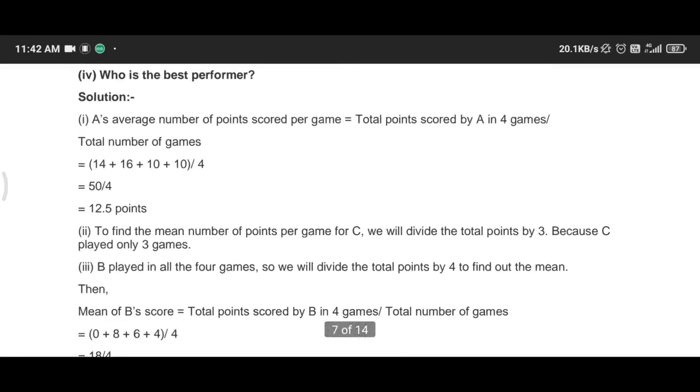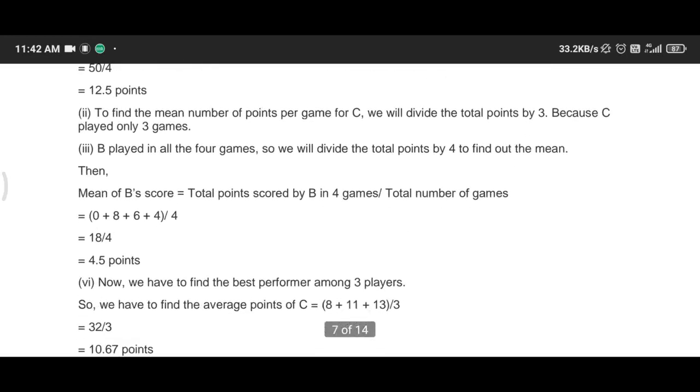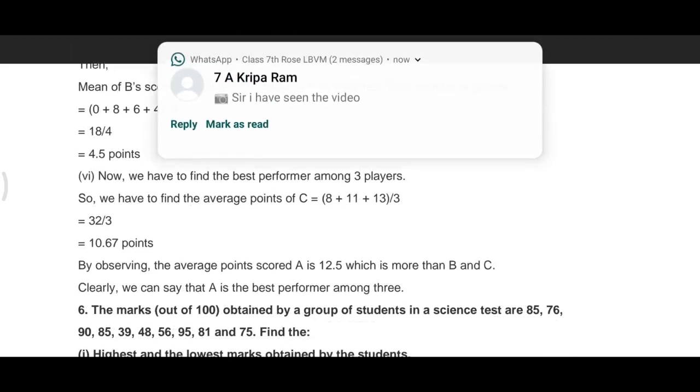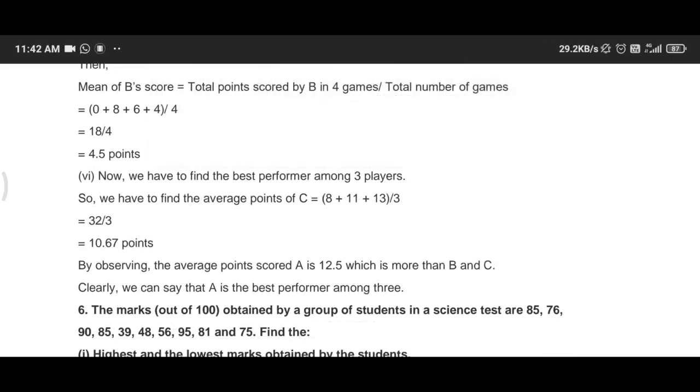So we know the average score of A we have found is 12.5, the average score of B is 4.5. Then we will find the average score of C also. Now we will find the average score of C, it is 10.67 points.